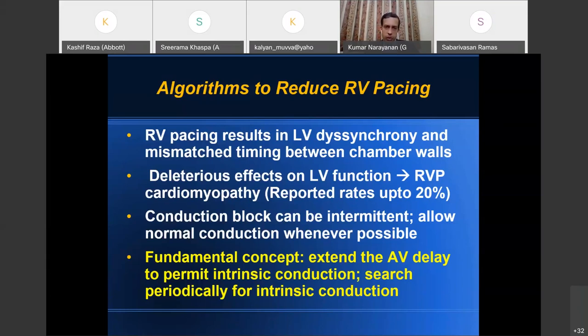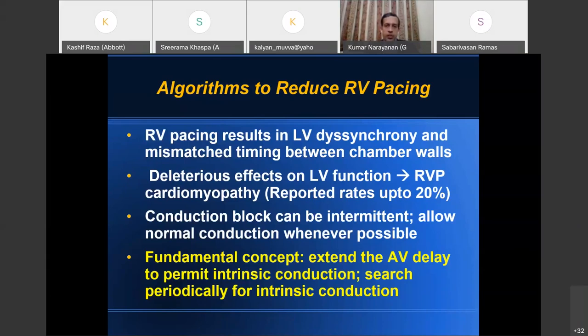You have a particular programmed AV delay in a dual chamber pacemaker. We talked about it last time during the timing cycles. You have a sensed AV delay, you have a paced AV delay. So after an atrial event, the pacemaker is going to wait for a particular duration, which is your programmed AV delay, and then it is going to pace the ventricle. Now, if you keep it fixed, you will never come to know about intrinsic conduction, facing a fixed AV delay.